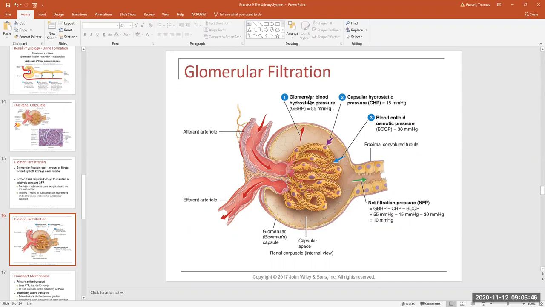So we're going to take 55 and subtract 15 from it. And then we're going to subtract another force that tries to pull fluid into the capillary. It's called the blood colloid osmotic pressure, or the BCOP. The blood colloid osmotic pressure is 30. So when you do this simple calculation, 55 minus 15 minus 30, you end up with a positive 10. So we have to know this formula right here, right? If you end up with a positive number, and in a healthy kidney you always will, then we're always going to filter. Okay.